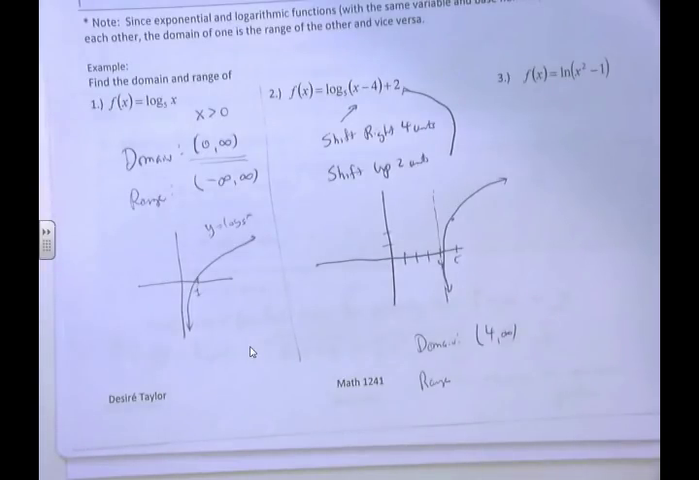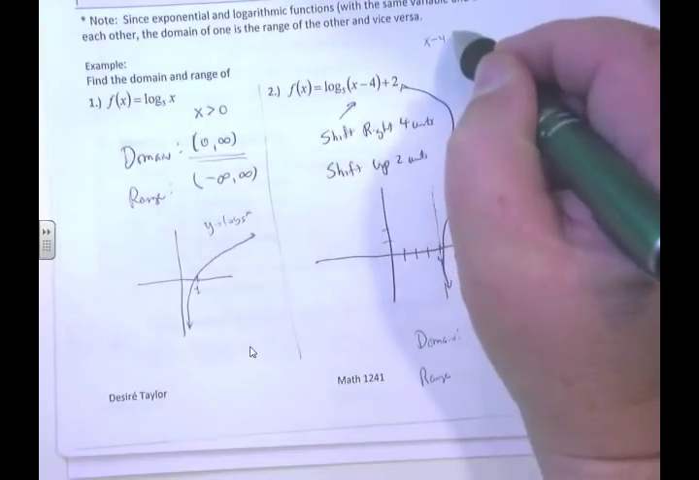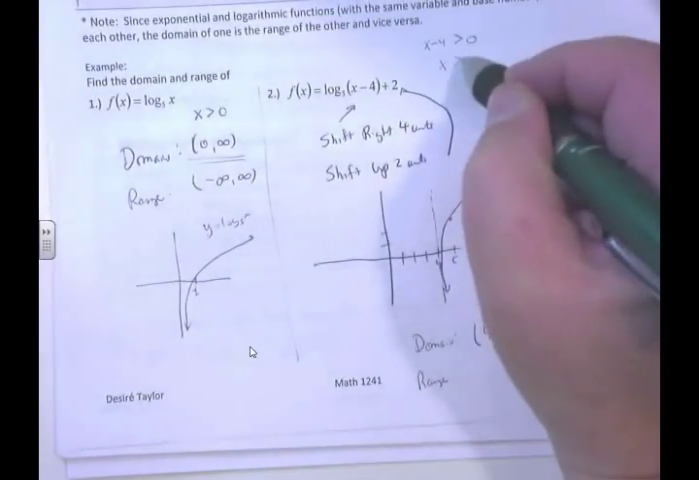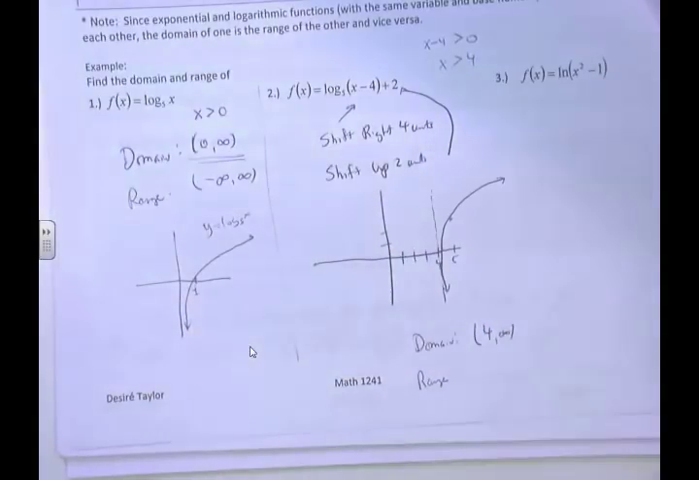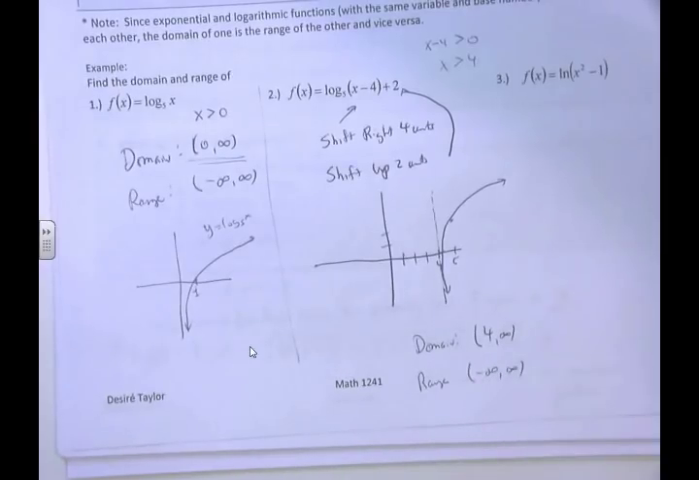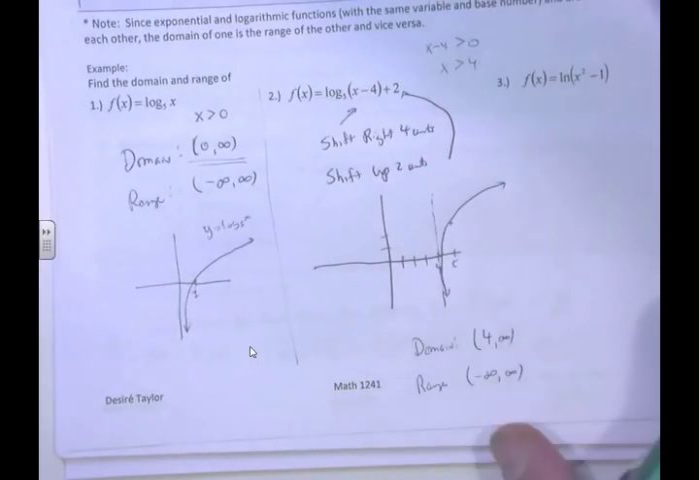Another way you could have done that was, remember the rule: you can't take the log of a negative number. What are we taking the log of here? X minus 4. It's got to be strictly greater than 0. So when you solve, x has got to be strictly greater than 4. That means 4 to infinity. What's my range? Always negative infinity to infinity. Does that make sense? It's going straight down, it's going up.